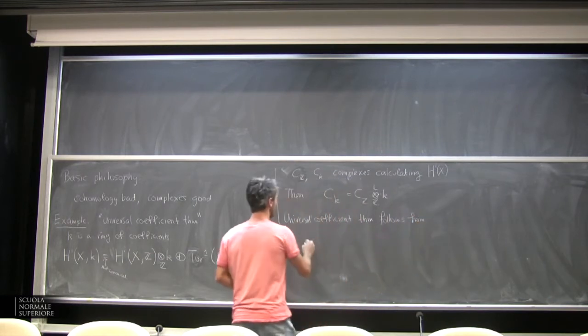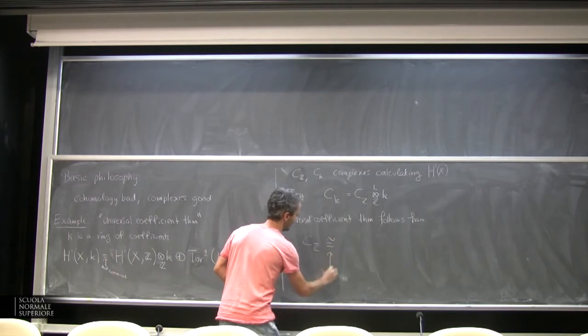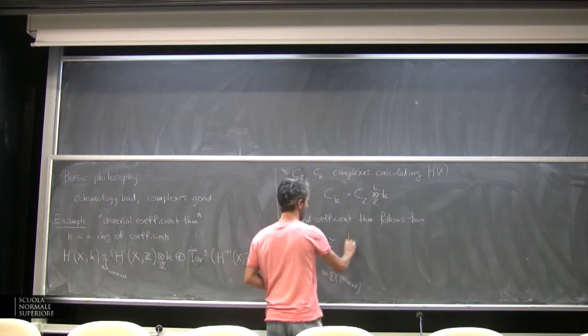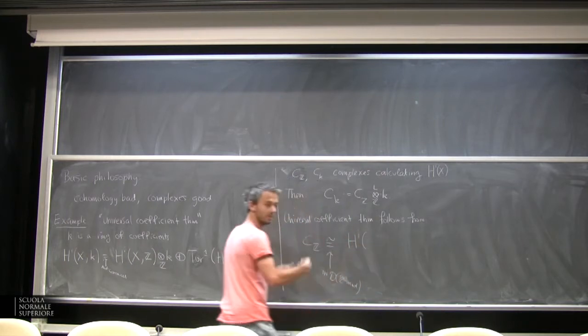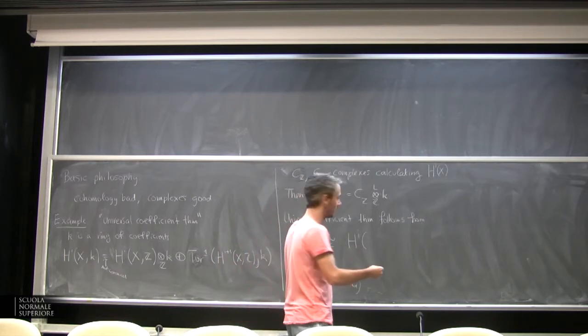And the universal coefficient theorem follows from the fact that C_Z is isomorphic in the derived category of Z-modules to its cohomology sheaves, which is just a fact about Z-modules, that this is always the case.